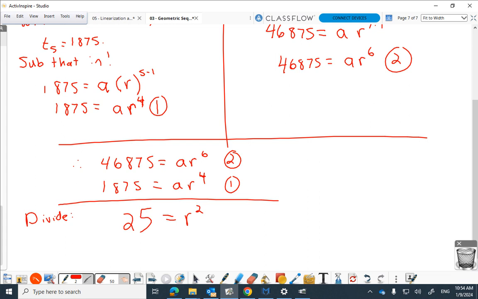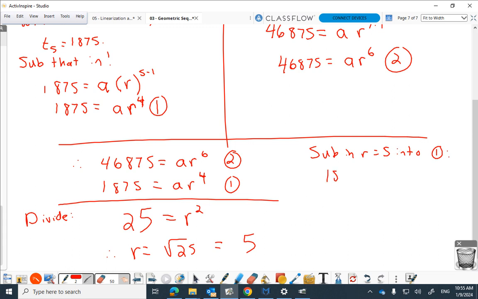So what's R? Therefore, r equals square root of 25 equals 5. Getting a little itchy here about something, but I'll get back to that in a second. So how am I going to get a? You can do either equation. Just sub in. R equals 5 into, I'm going to do equation 1, but it doesn't really matter.